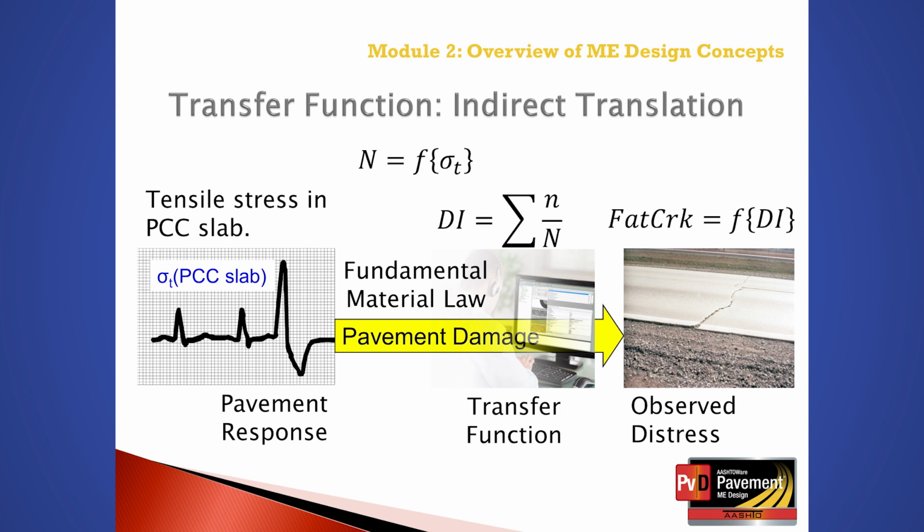The damage index, noted as DI, is calculated as the summation of the actual number of load cycles of the truck traffic axle load in the climate divided by the allowable number of load applications. The damage index is used to calculate the percent cracked slabs in a jointed plain concrete pavement, noted on the slide as FAT-CRK. The transfer function is the damage index as related to the area of percent cracked slabs.